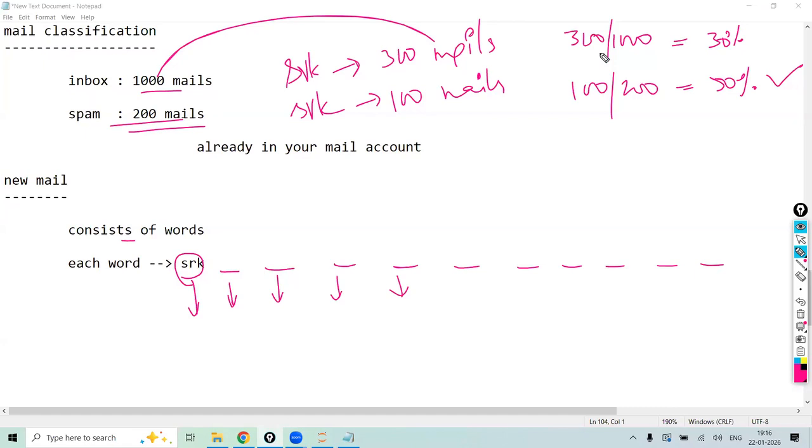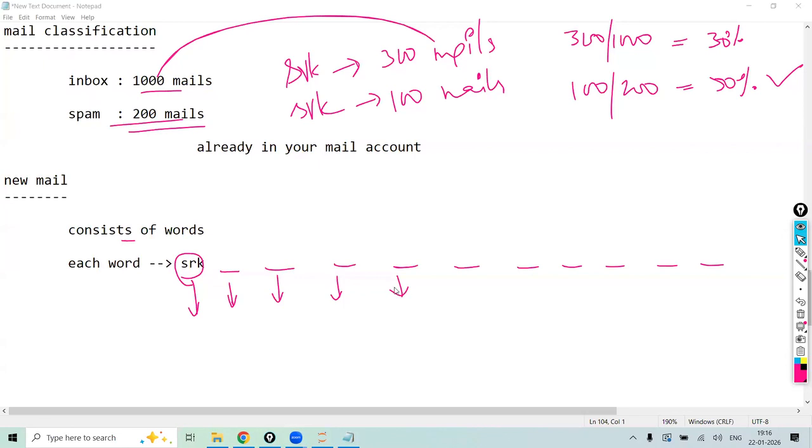If the final output says that more words are related to inbox words, then automatically the new mail is going to come to your inbox. Okay, is everyone clear? I'm trying to explain in a simple way. Later I will explain it in detail. The concept name is called Naive Bayes. The probabilities we are discussing, all of this is called Naive Bayes.